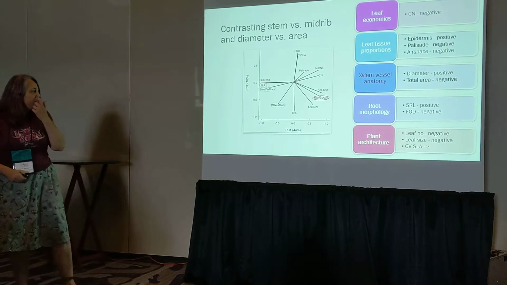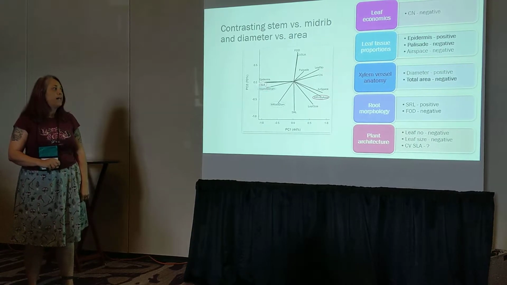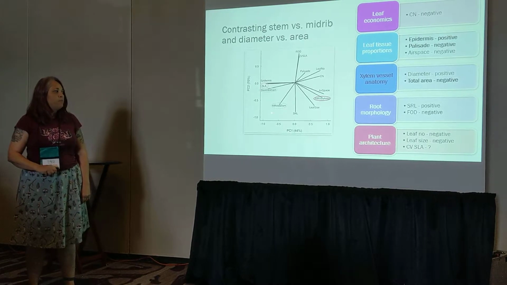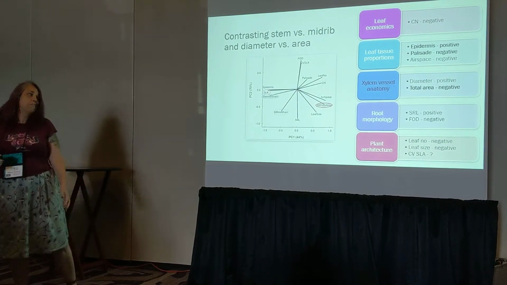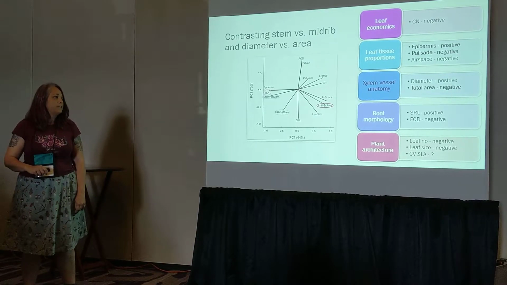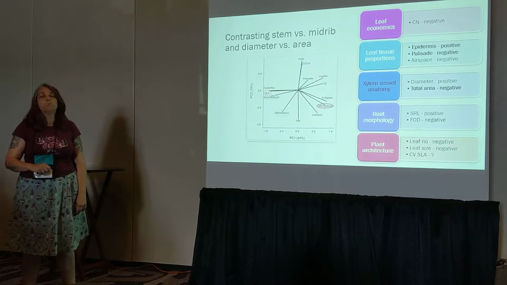For xylem vessel anatomy, we see that actually the stem vessel diameter really is highly related to SLA compared to other traits. But these midrib vessel traits are tangential. And that's really interesting because those are in the leaf, so you'd think they'd be more related, but they're not. And the midrib vessel area basically trades off. So things that have more vessel area have smaller diameters.